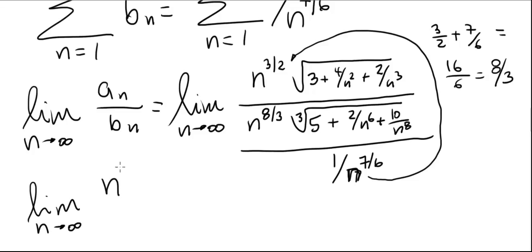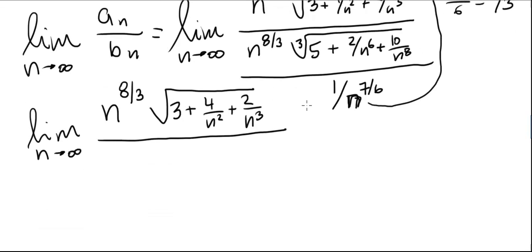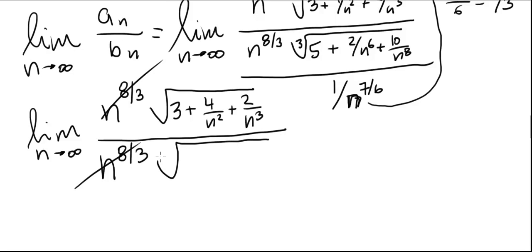We have n raised to the 8/3 power in the numerator times the square root of 3 plus 4 over n squared plus 2 over n cubed. And in the denominator, we have also n raised to the 8/3 power. So this is n to the 8/3 power. We can now cancel these, and we have the cube root of 5 plus 2 divided by n to the 6 plus 10 divided by n to the 8th.